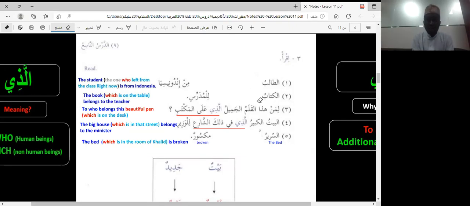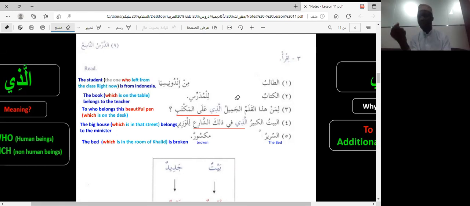Al-kitabu alladhi ala al-maktabi lil-mudarris. You may not see alladhi ala al-maktabi here, so it is a typographical error. We have alladhi ala al-maktabi. The book which is on the table belongs to the teacher. Li means belongs. When I say li Abdul Aziz, it belongs to Abdul Aziz. هذا القلم, this pen, لعبد العزيز, belongs to Abdul Aziz.